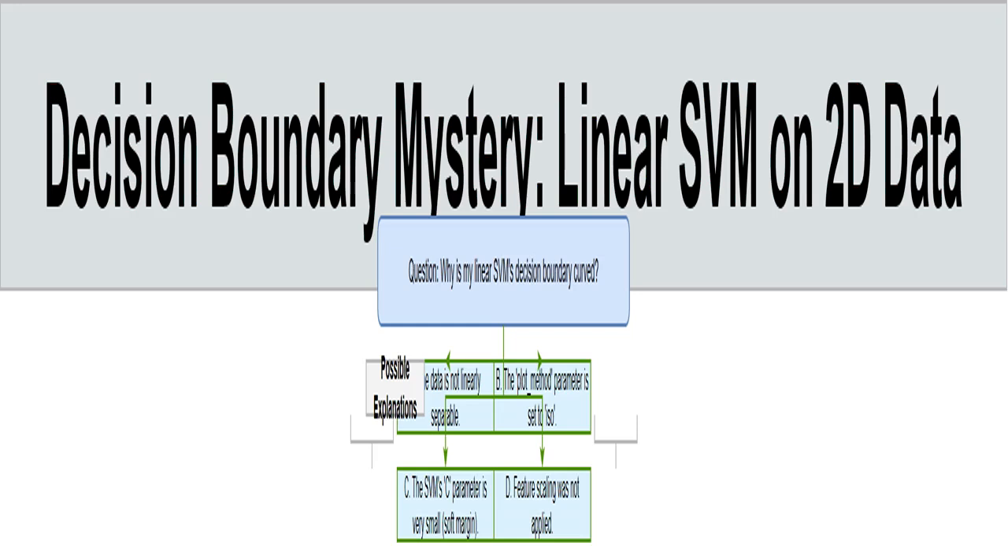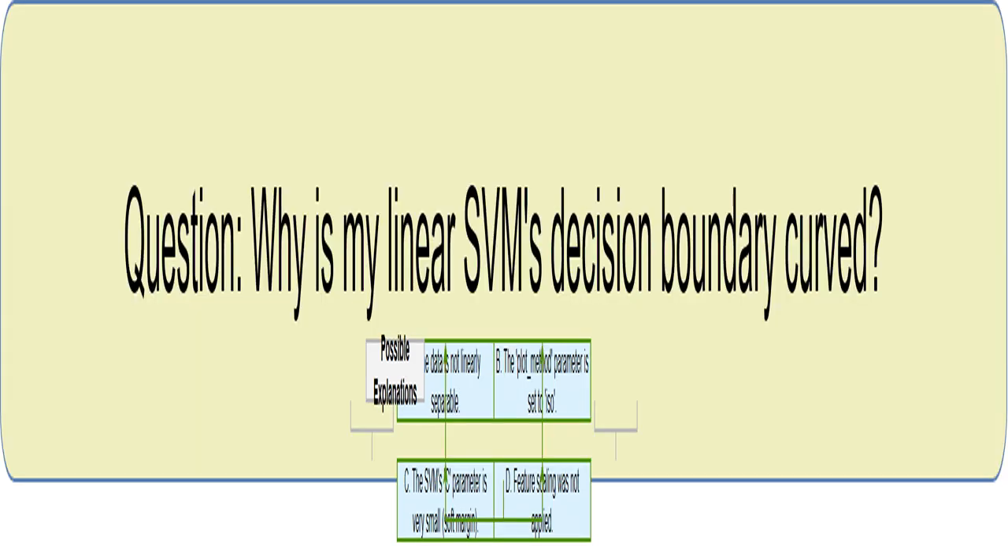I'm investigating why a linear support vector machine, SVM, produces a curvy decision boundary when it should be a straight line on a 2D dataset. It's a bit of a puzzle. This is the core question of the problem. I'm trying to figure out what could cause the unexpected curve in the decision boundary of my linear SVM.